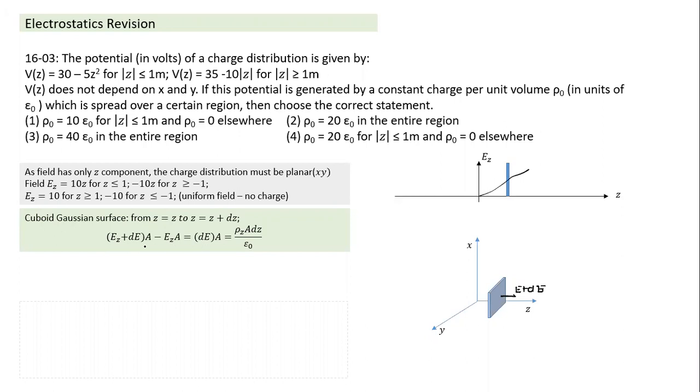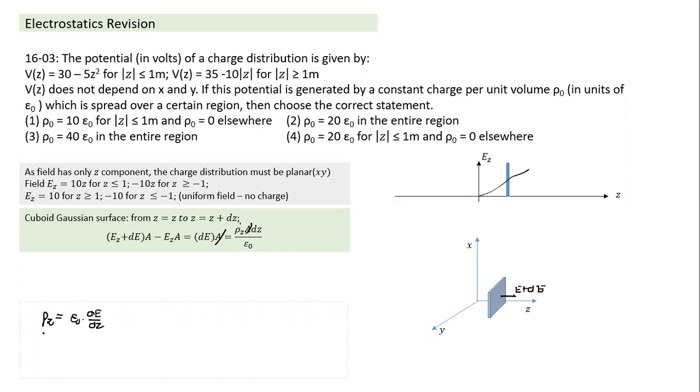And what has the net flux to be equal to? Net flux, after you cancel, is equal to dE times A. Net flux is equal to the charge enclosed. This is the volumetric charge density as a function of z, rho z, times area and thickness, which is the volume, divided by epsilon naught. So what do we find the density as a function of z equal to? It is rho equal to epsilon naught dE by dz.